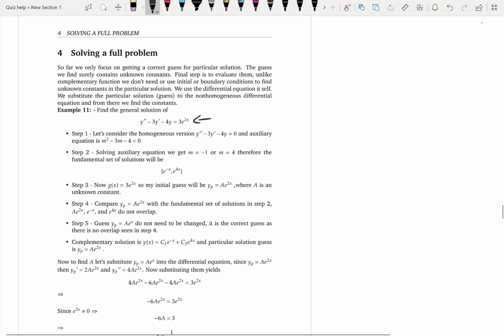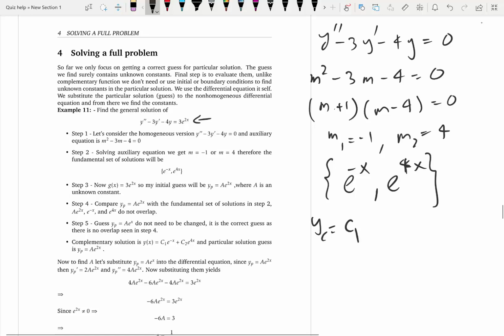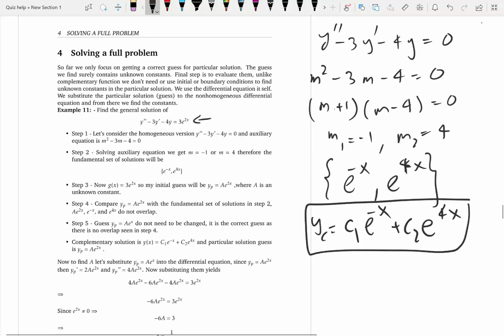All right, so we have this non-homogeneous differential equation. What we do is take the homogeneous version of that. Now the auxiliary equation is m squared minus 3m minus 4 equals 0. So factorizing, we get (m plus 1)(m minus 4). So the roots are m1 is negative 1, m2 is 4. Then we can write the fundamental set of solutions: e to the negative x, e to the 4x, right? Then what is the complementary solution? C1 e to the negative x plus C2 e to the 4x. Good. So now save both of them.